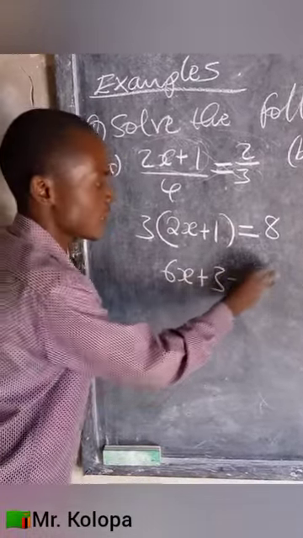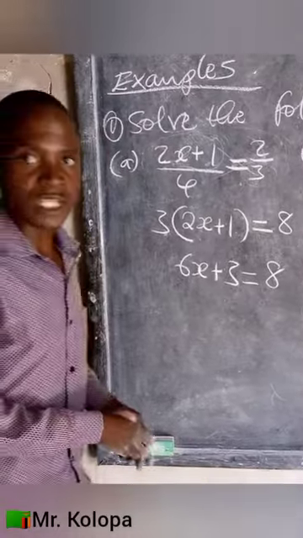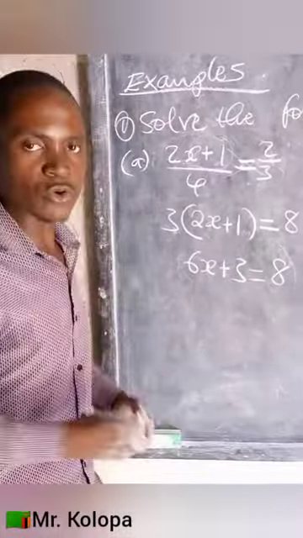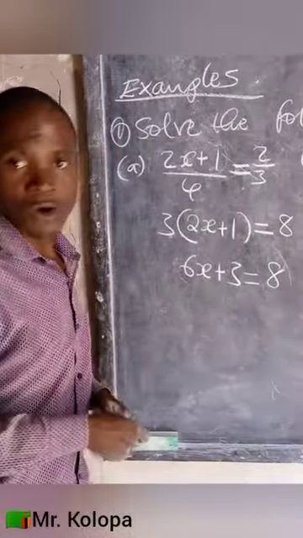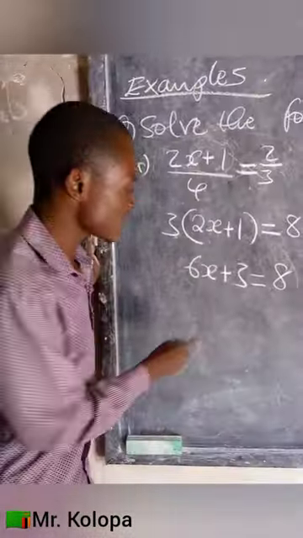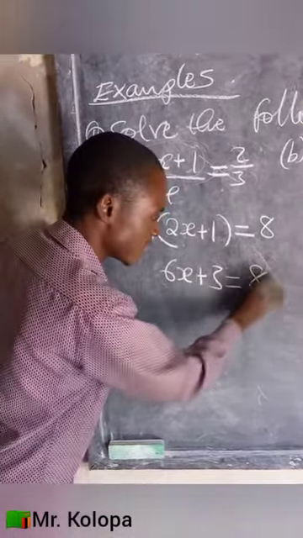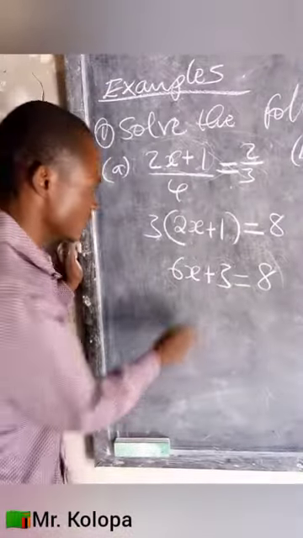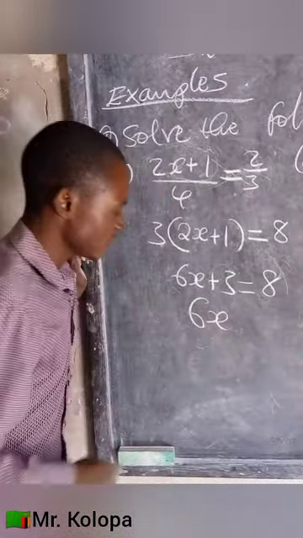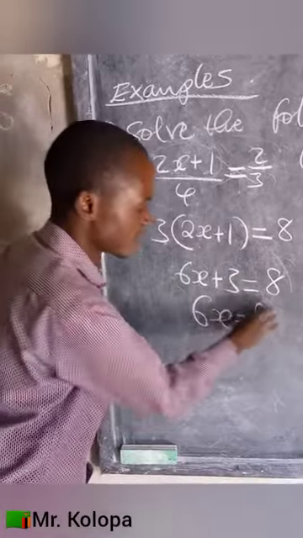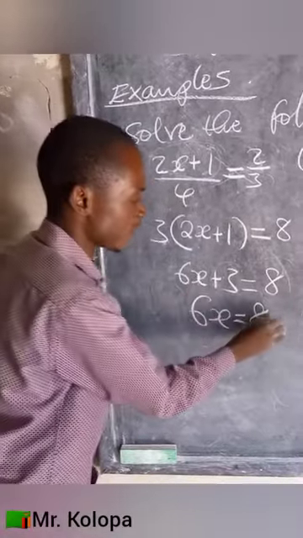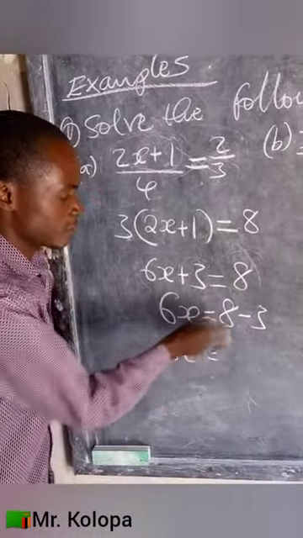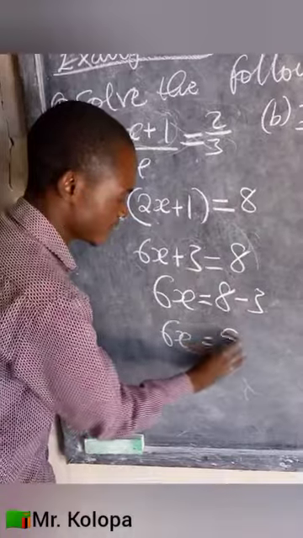Then you introduce the equals. You count the terms that you have. You have 1, 2, 3 terms. So you are just going to collect the like terms. And what are these like terms? These numbers, they are like terms. So you're just going to take positive 3 the other side of the equation, so that you remain with 6x this side equals the 8. Then the positive becomes negative. So we have 6x. If you subtract 8 minus 3, you get 5.